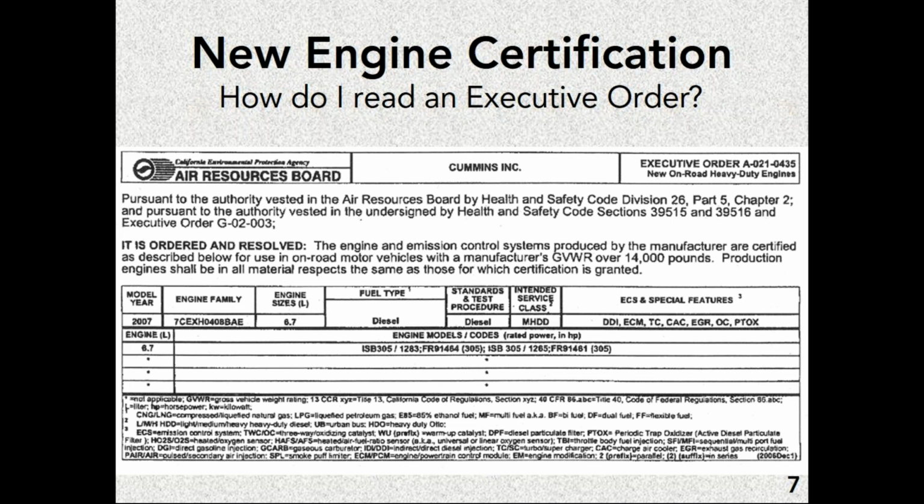Now, on the far right-hand side in the middle there, you can see ECS and special features. ECS stands for Emission Control Systems. This is where you get an acronym listing of all the components that were put on this engine designed to control the emissions of that engine. Those acronyms will be outlined in the document further below, but just to give you an idea what some of these things mean.